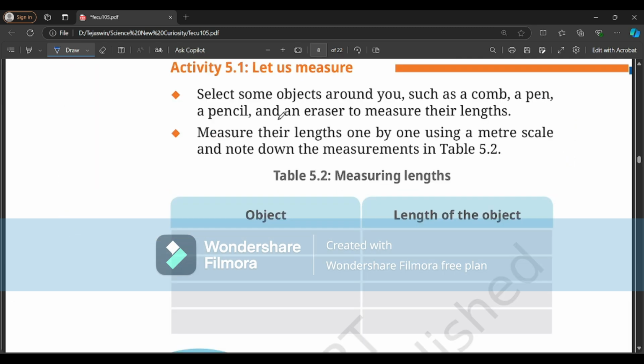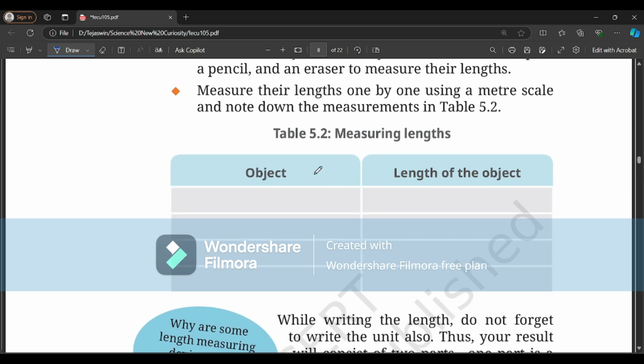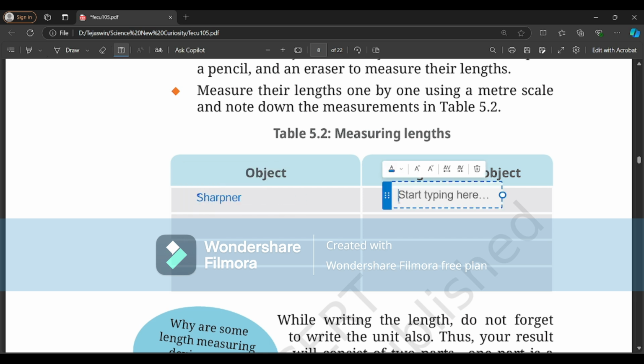Now let us measure some objects around you, such as a comb, pen, pencil and an eraser. Measure their lengths one by one using a meter scale and note down the measurement. You can write the name of the object here. For example, what is the easiest thing you have? You have, for example, a sharpener. So write here sharpener. If you measure its length, it may be, for example, 2.5 centimeter.